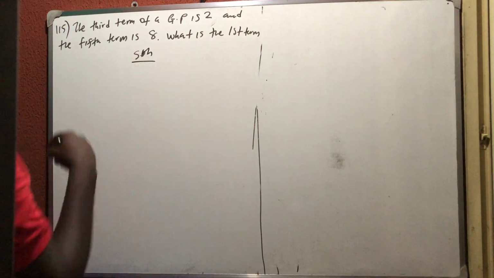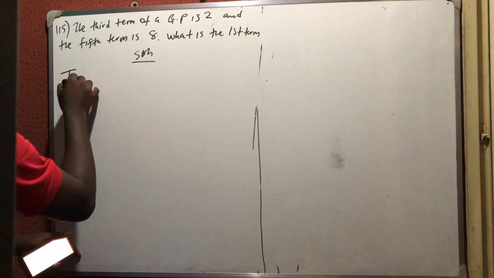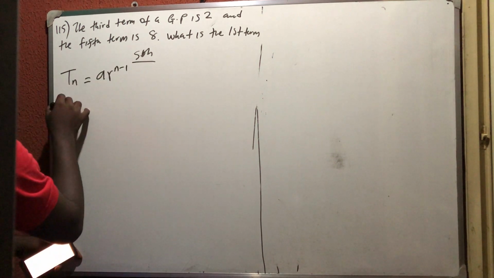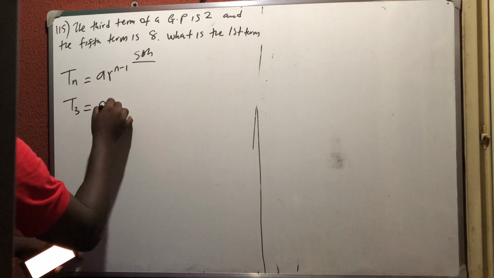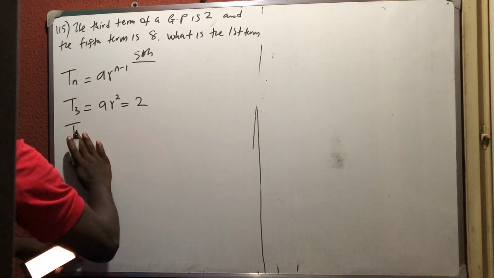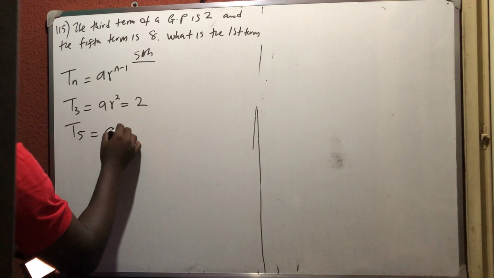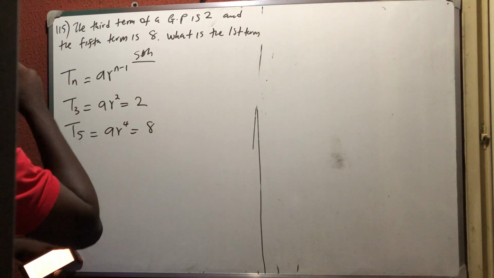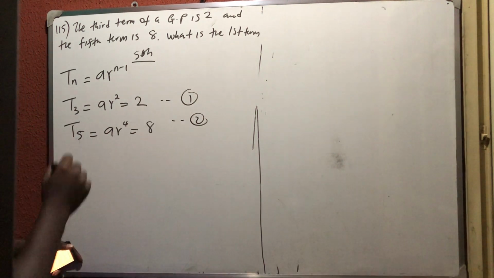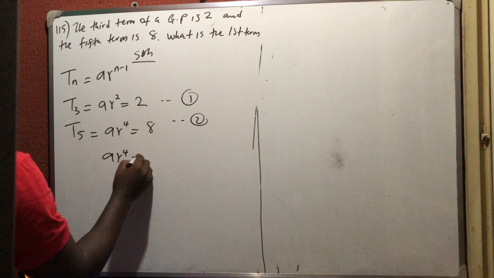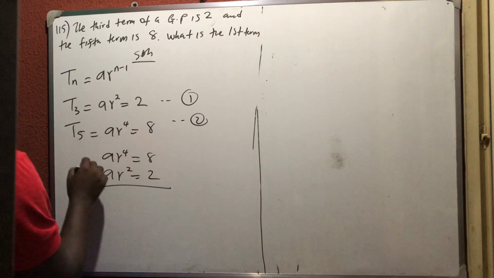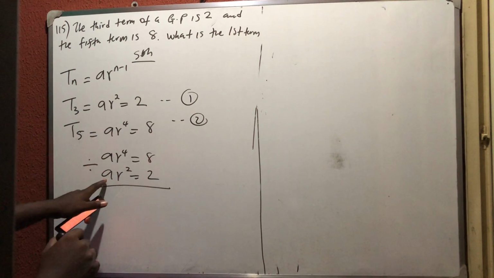Solution. So what do we have? They say that the Tn formula, which is what? A r raised power n minus 1. So they say that T3, which is a r squared, is equal to 2. And T5, which is a r raised power 4, is equal to 8. So if this is equation 1 and equation 2, divide 2 by 1. I'll have a r raised power 4 is equal to 8, and a r raised power 2 is equal to 2. So if I divide, a divided by a is gone.